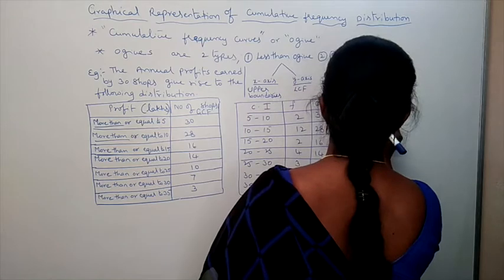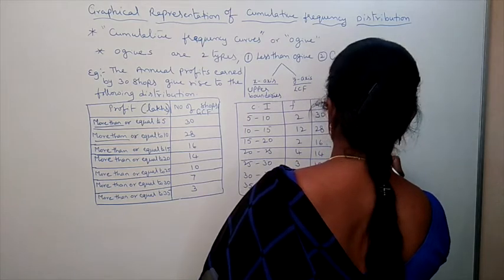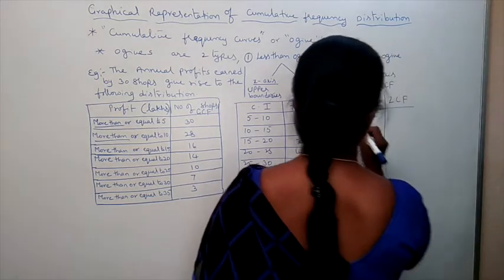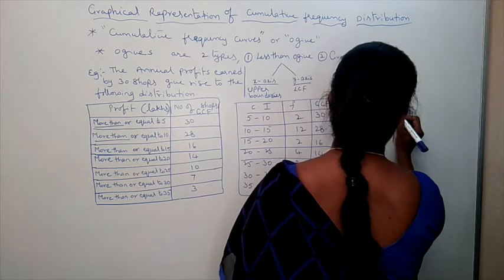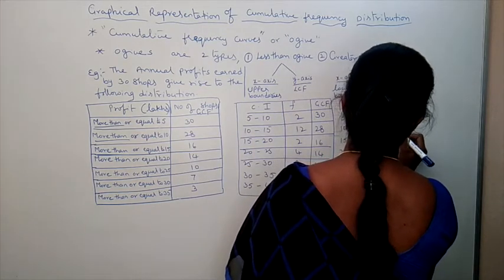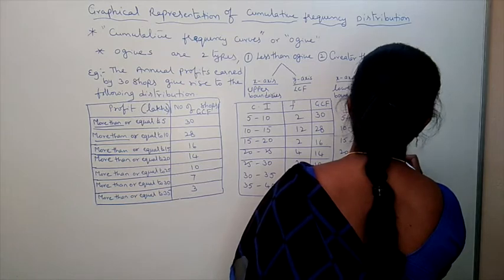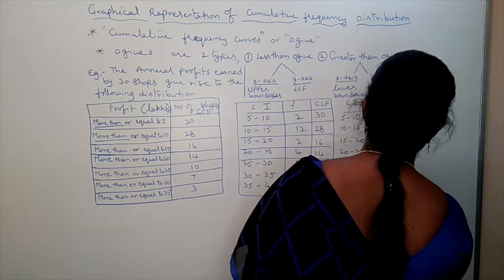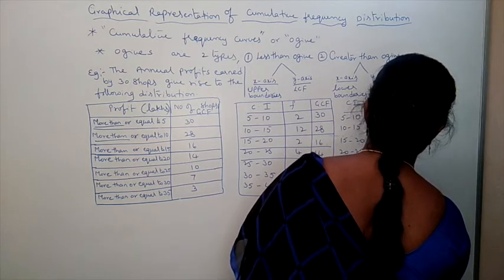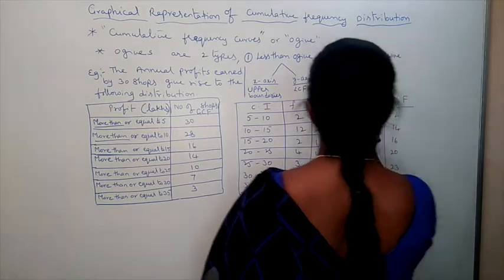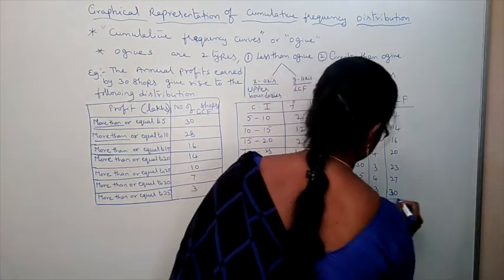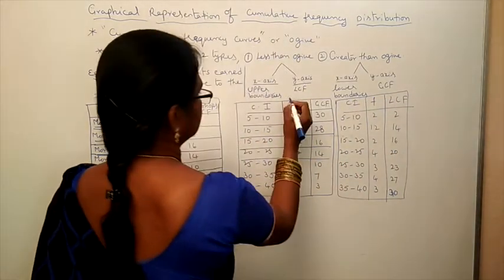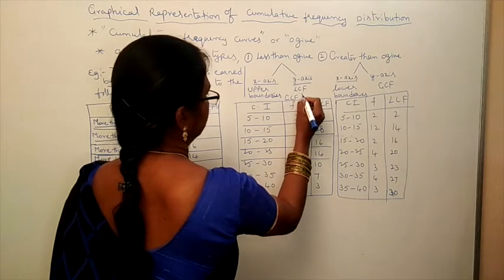Now what are the frequencies? 2, 12, 2, 4, 3, 4, 3. Now how to write LCF? Add from top to bottom. 2, then 14, 14 plus 2 is 16, 16 plus 4 is 20, 20 plus 3 is 23, 23 plus 4 is 27, 27 plus 3 is 30. Now this is the LCF table, and the earlier one is the GCF table.